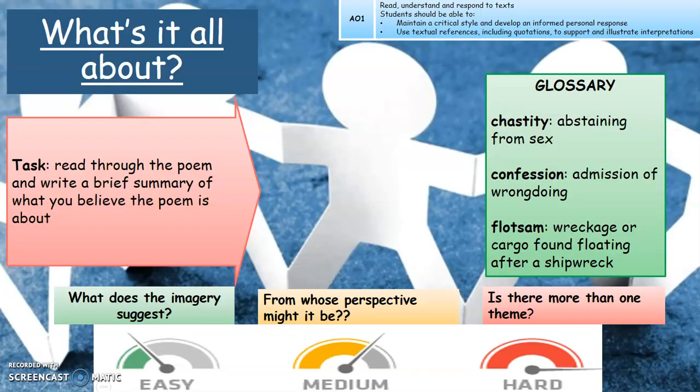I'd now like you to read the poem. So read through the poem and write a brief summary of what you believe the poem is about. There is a glossary on screen here for some of the words you might find a little bit difficult. And again, thinking about the questions at the bottom. So what does the imagery suggest? Whose perspective might it be from? And is there more than one theme? I want you to pause the video now, read through the poem, and then write a brief summary.